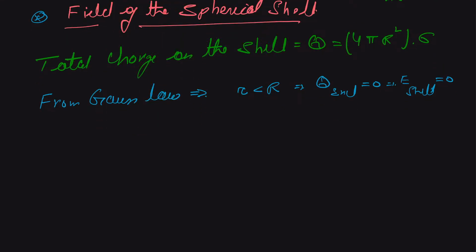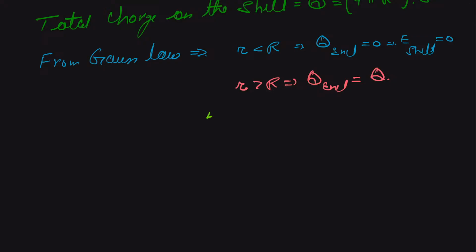Then we come to the second condition, where our Gaussian radius r is greater than the radius of our shell. So obviously the charge enclosed will be the total charge Q. Based on this, we can write that the electric field of our shell at a distance r will be equal to 1 upon 4 pi epsilon naught times Q upon r square. And because we know the electric field, we can now easily find out the potential of the spherical shell.